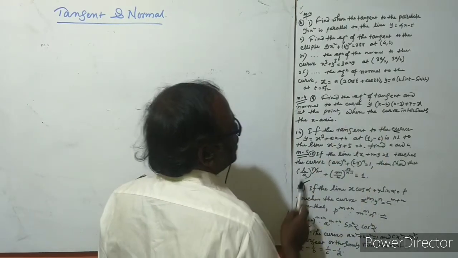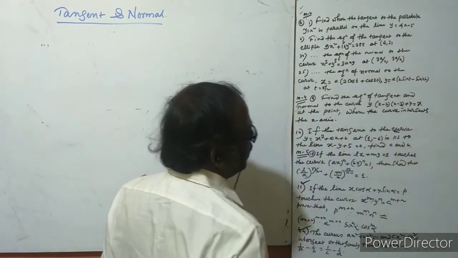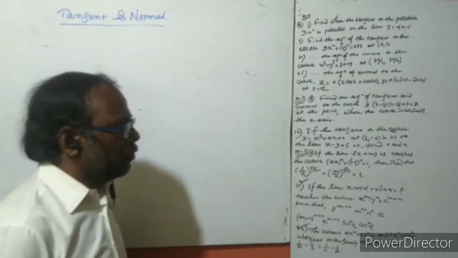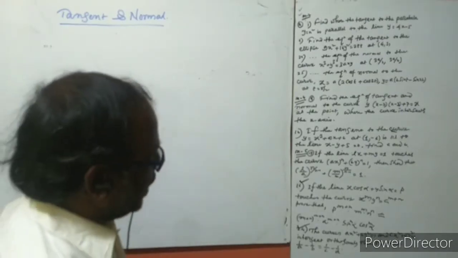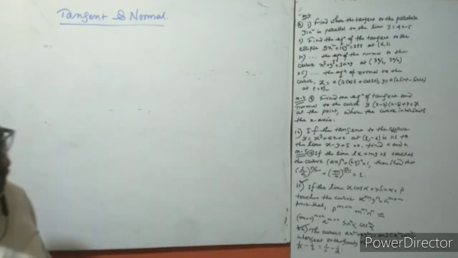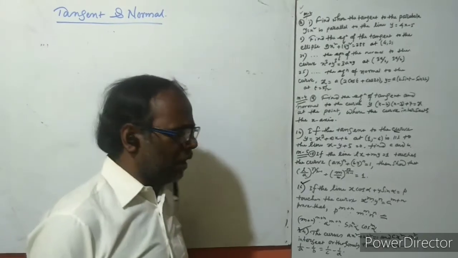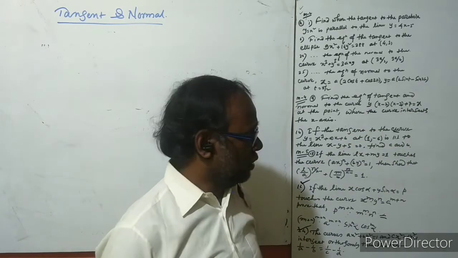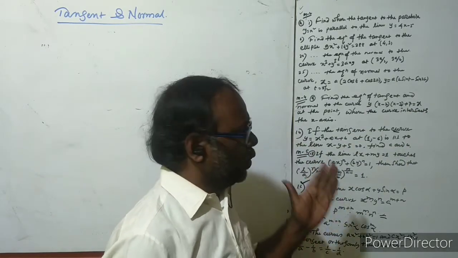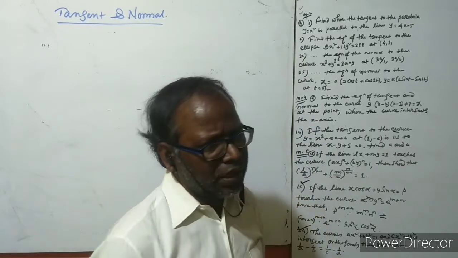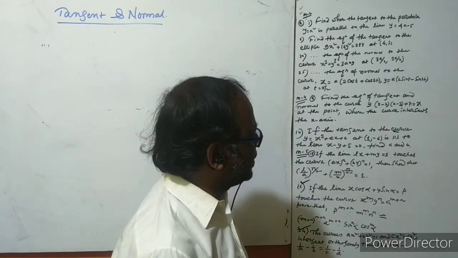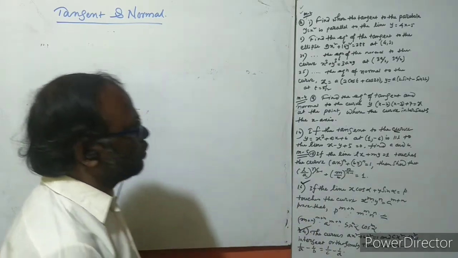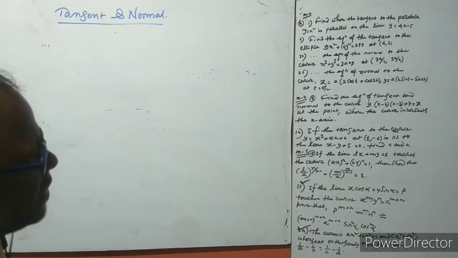Find the equation of the tangent and normal to this curve, where the curve meets the x-axis. You know the equation of the x-axis is y equal to 0. If we put that in, we get x equal to 7. So the point of intersection where the curve meets the x-axis is (7, 0). At that point we have to find the equation of the tangent and normal.